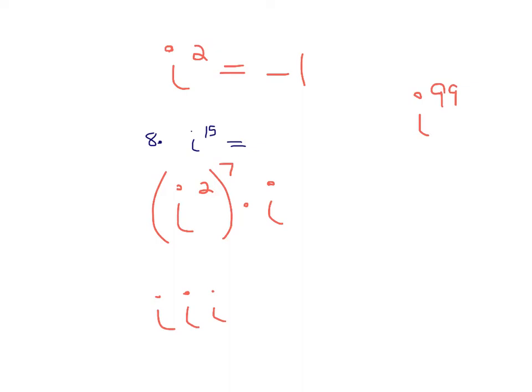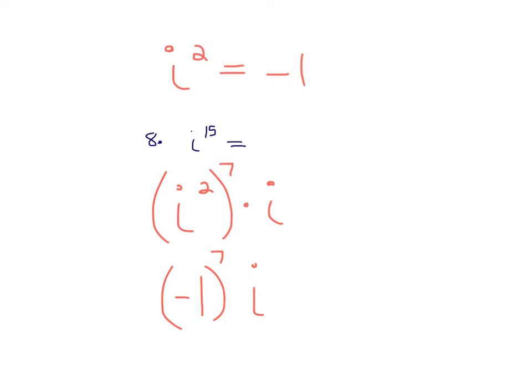That would be kind of messy, right? So this is why we're going to use this technique of breaking it down. We're going to break it down into i squared raised to another power, and if it's an odd number, we're going to have an extra i there. Now, what is i squared equal to? Okay, and then we're going to raise negative 1 to the 7th power.